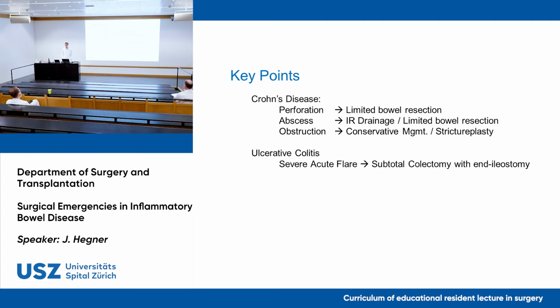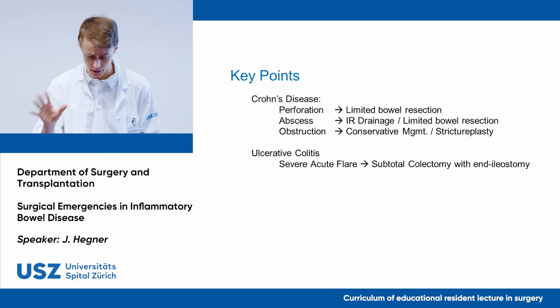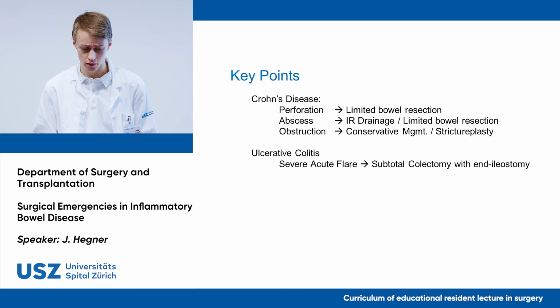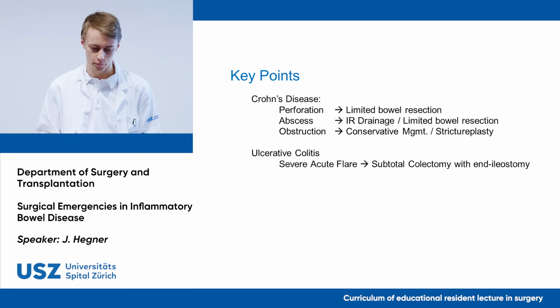So I just want to summarize the key points. For Crohn's disease, our aim is to preserve bowel as much as possible, for which we have some specific techniques such as strictureplasty and limited bowel resections. And then for ulcerative colitis, generally we try to manage them medically as much as possible. But if this disease is having a very severe course, then we will opt for subtotal colectomy.